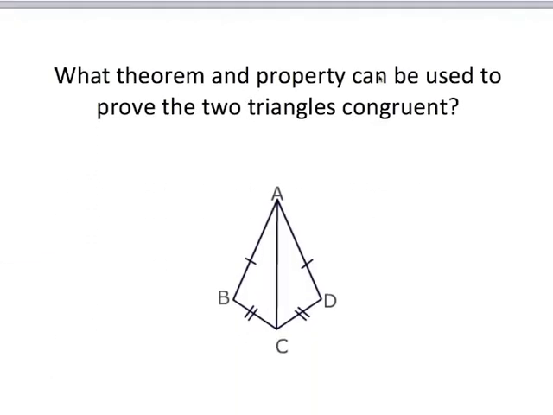What theorem and property can be used to prove the two triangles congruent? Again, let's make use of that property we just learned here. Now what do we know about triangle ABC and triangle ADC?